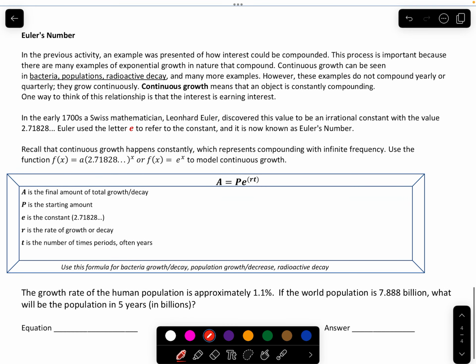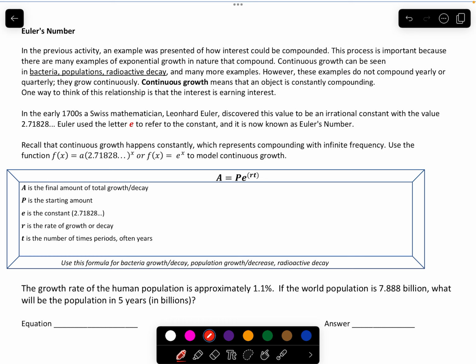That E is called Euler's number. It's a very important number in a lot of mathematics. If you want to read through here, you're welcome to do so. But basically, we see it a lot in bacteria, population, and radioactive decay. Those are the three main ones that we'll see. Okay, this is continuous growth, meaning an object is constantly being compounded. Okay, the interest is earning interest constantly.